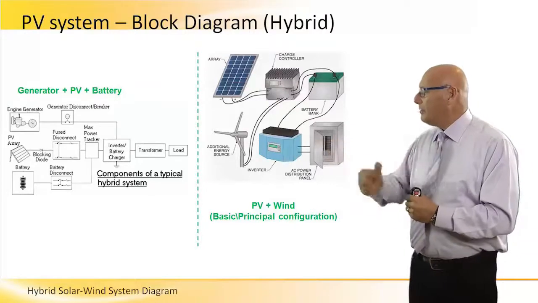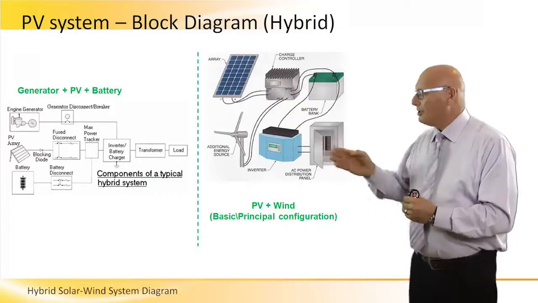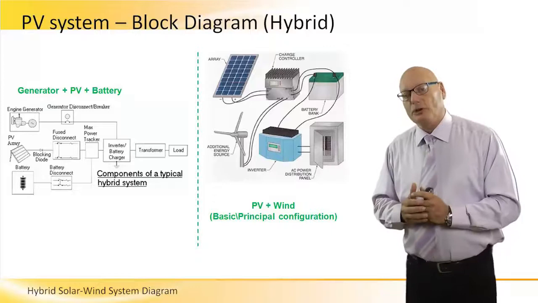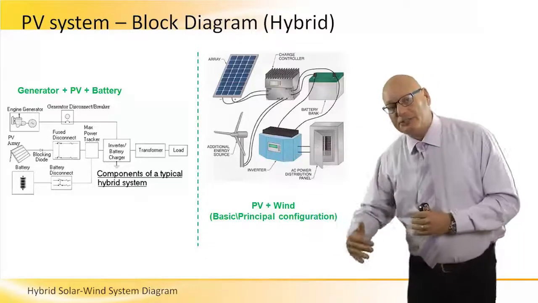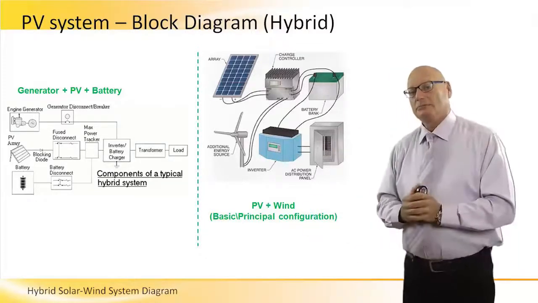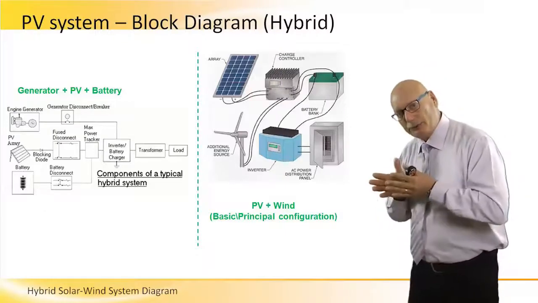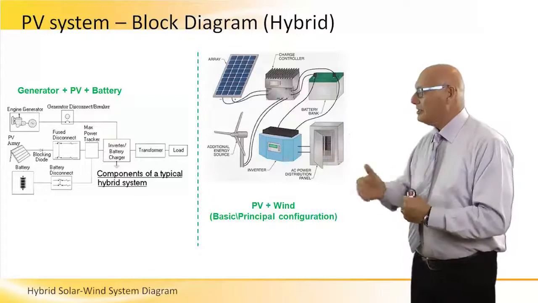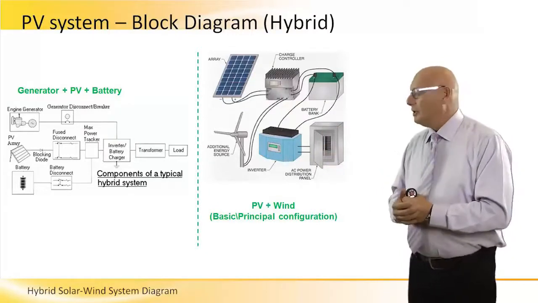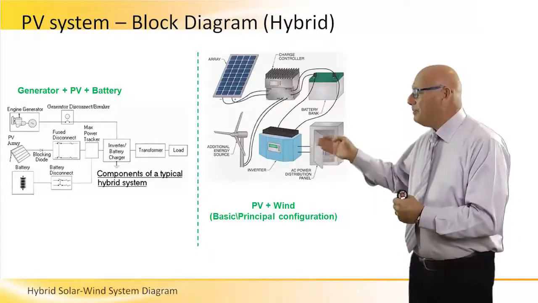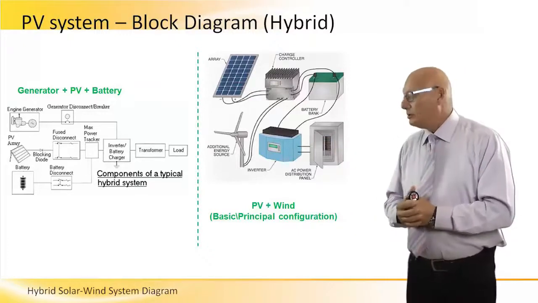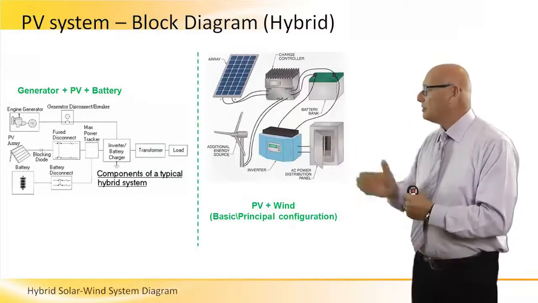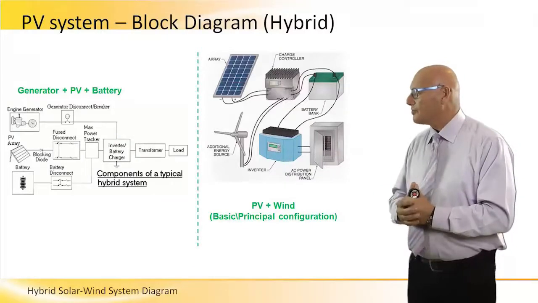The PV array goes through a blocking diode, and the reason it goes through a blocking diode is to avoid electricity going back to the array. I just want the current to flow in one direction. It goes to a disconnect, and then it goes to the MPP tracker, like we said before. It goes to the battery charger, transformer, and out to the load.